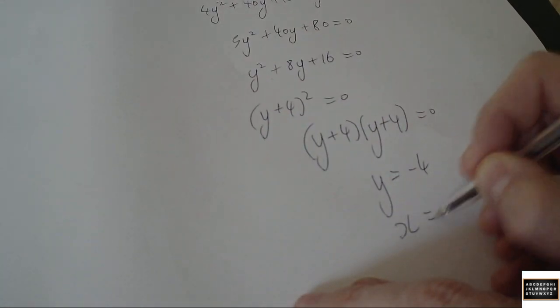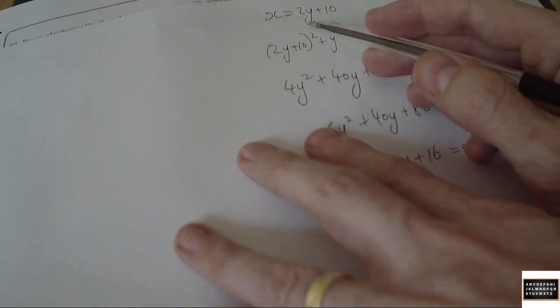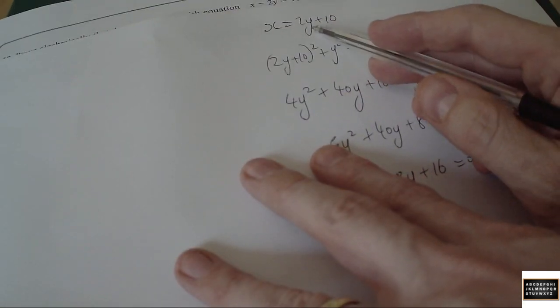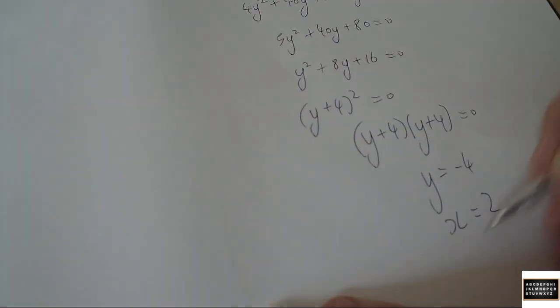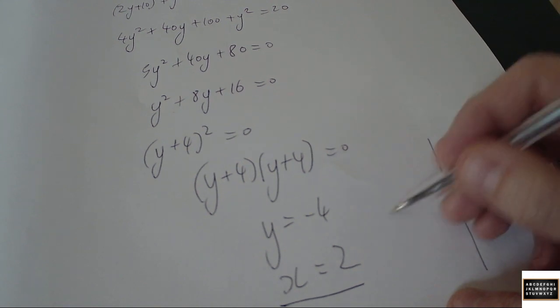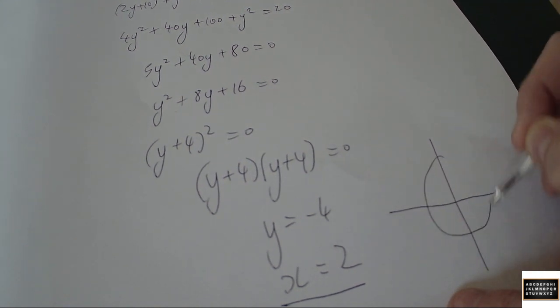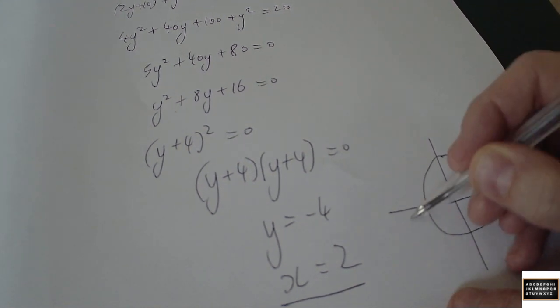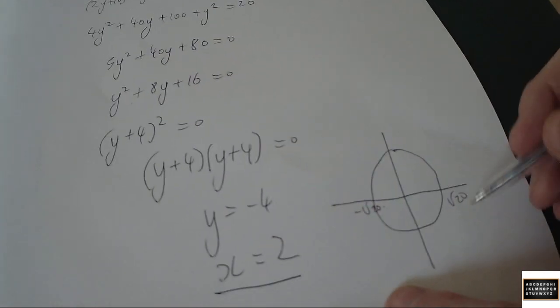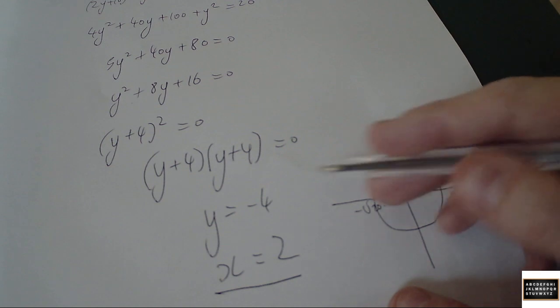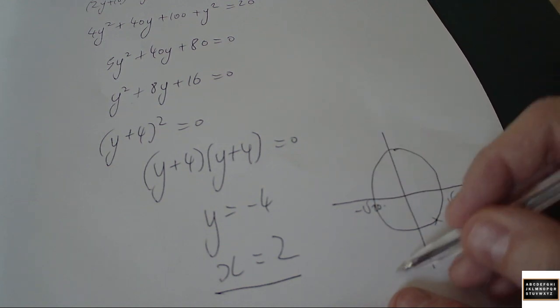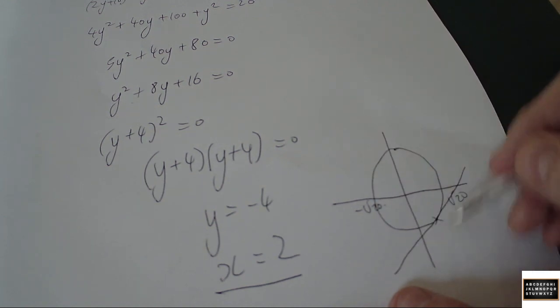So y is minus 4, and then from earlier, if you use y is minus 4 in this equation here, 2 lots of minus 4 is minus 8, and minus 8 plus 10 is 2. I've got my coordinate point (2, minus 4). So picture this problem: here's a circle, radius root 20, here's minus root 20. We can see that this particular line is going to hit it where x is 2 and y is minus 4, so somewhere about there. Okay, so this is how the problem looks in actuality.